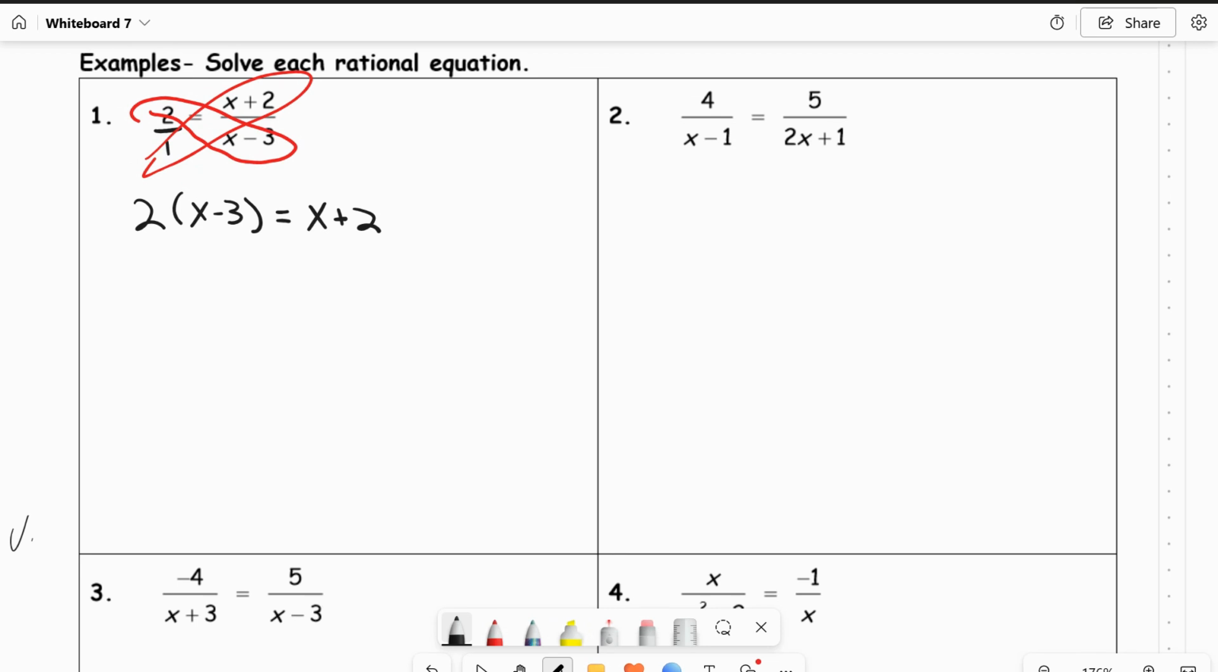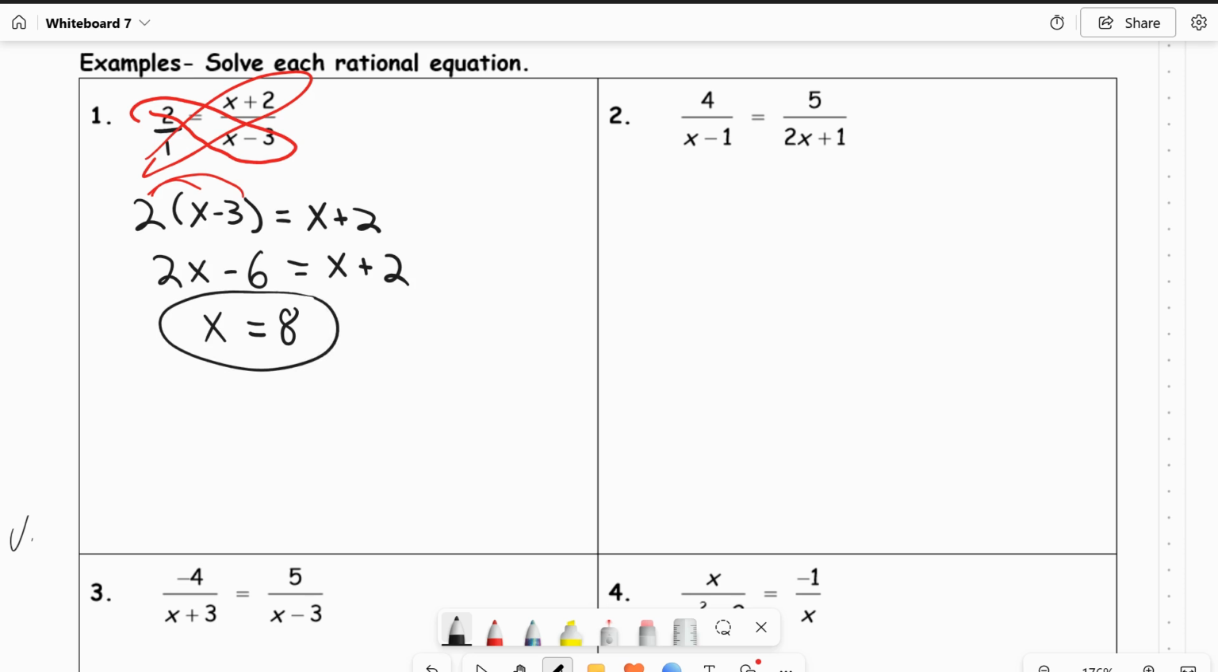Now I'm going to go ahead and distribute my 2. So that gives me 2 times x, which is 2x, 2 times negative 3, which is negative 6, equals x plus 2. From here, I'm going to subtract x and add 6. So I've got 2x minus x, which is just x, equals 2 plus 6, which would just be 8.